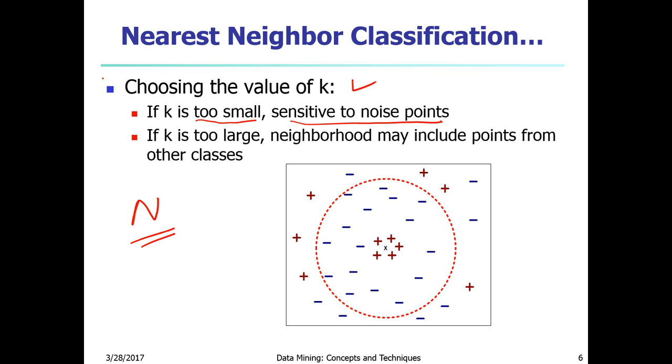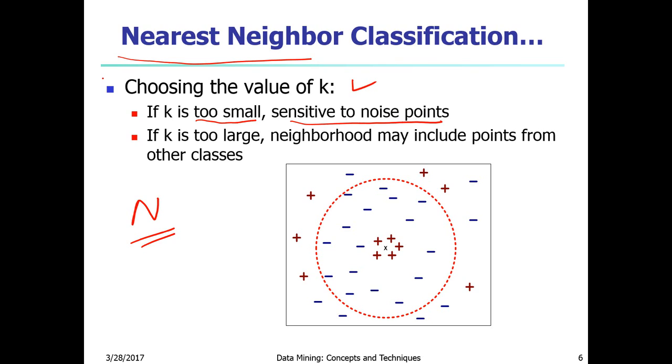Hence it is always preferred that you have more data points in the training samples. Similarly, in nearest neighbor as well, you should not have k to be very small. That's bad, and it's very sensitive to noise or outliers.